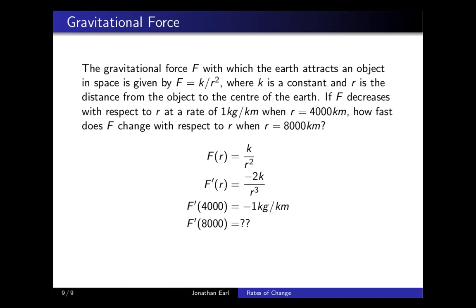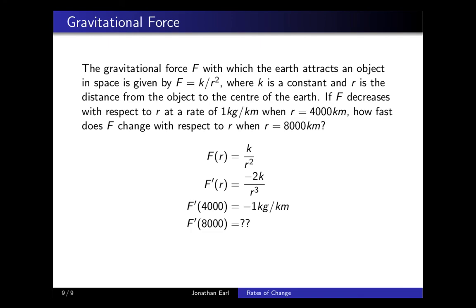Well, this is dealing with rates of change, so we would expect a derivative to be useful in some way, shape, or form. To start, we're going to have that f prime is minus 2k over r cubed. And we know that f prime of 4,000 is minus 1 kilogram per kilometer. And again, be careful of the minus sign in this case. We get the minus sign showing up because the force is decreasing.